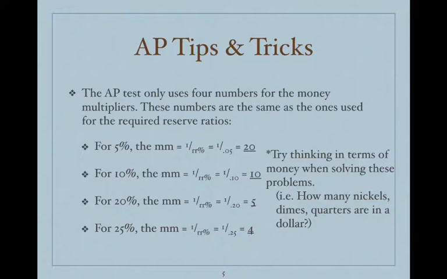For 10%, the multiplier would be 10. For 20%, the multiplier would be 5. For 25%, the multiplier would be 4. It sometimes helps students to think about money when they're solving this. You can think in terms of how many nickels, how many dimes, how many quarters fit within a dollar.